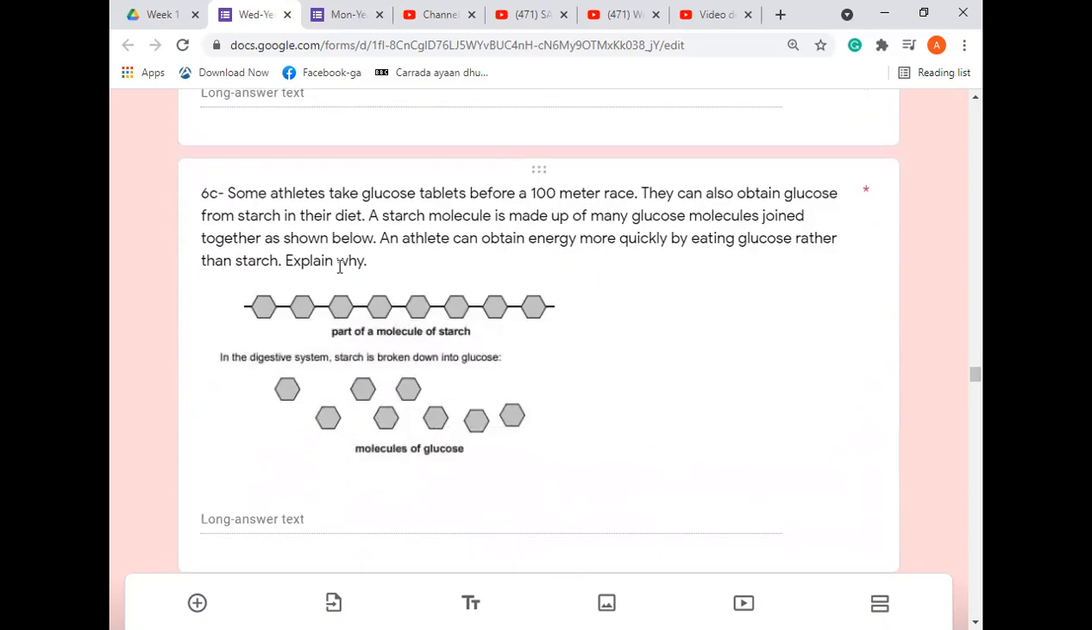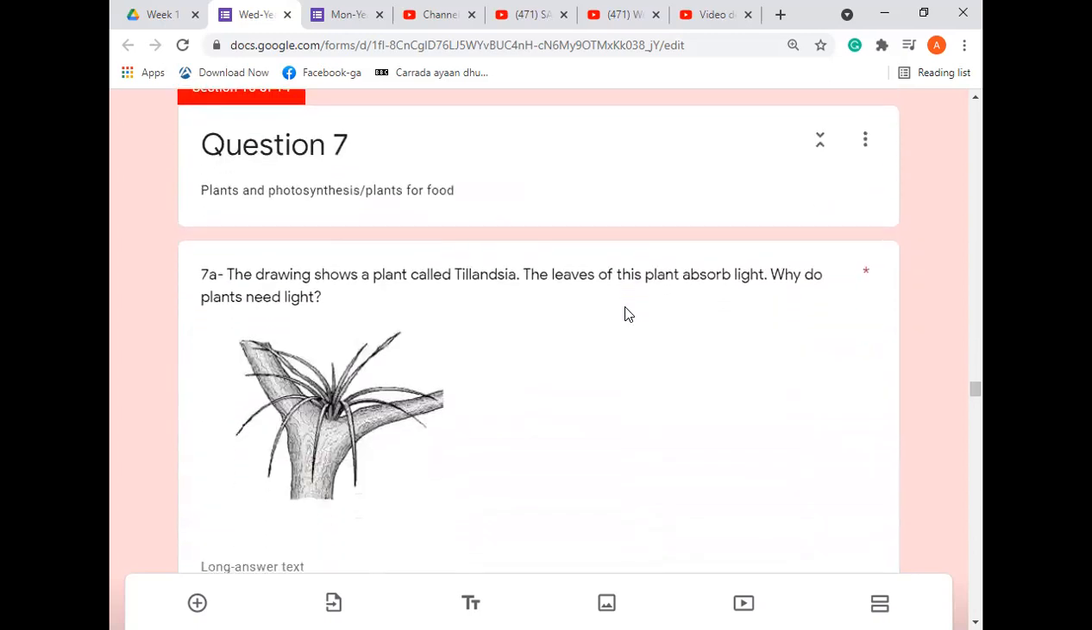Question 6c, some athletes take glucose tablets before a 100-meter race. They can also obtain glucose from starch in their diet. A starch molecule is made up of many glucose molecules joined together as shown below. An athlete can obtain energy more quickly by eating glucose rather than starch. Explain why.